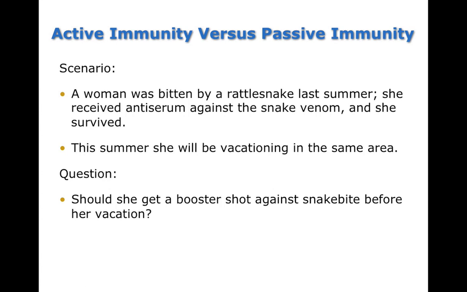Now, the booster shot wouldn't be effective if she did not develop active immunity, because the booster shot would introduce antigens, but if she didn't have memory cells against those antigens already, then you're just talking about the primary immune response. And it could take weeks to develop the B cells and T cells against those antigens.